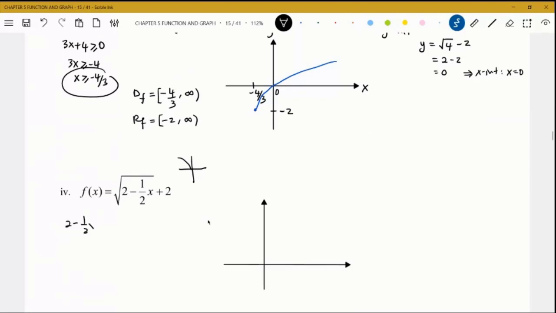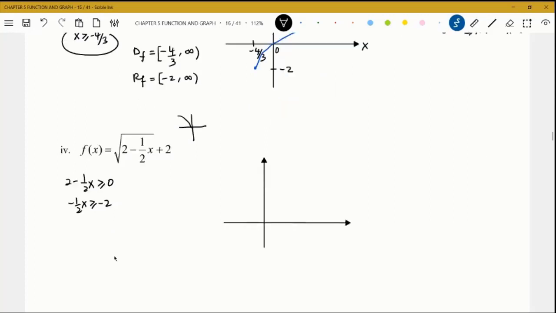2 minus 1 over 2x greater than equal 0. So negative half x greater than equal negative 2. So kita nak bahagikan dengan negative number. Negative value. So it's gonna be half x less than equal 2. Ingat, whenever we have multiply ataupun divide by negative, inequality sign akan berubah. So x will be less than equal 4. Sebab saya pindahkan half ke sebelah kanan. Okay. So it means we have it by starting 4.